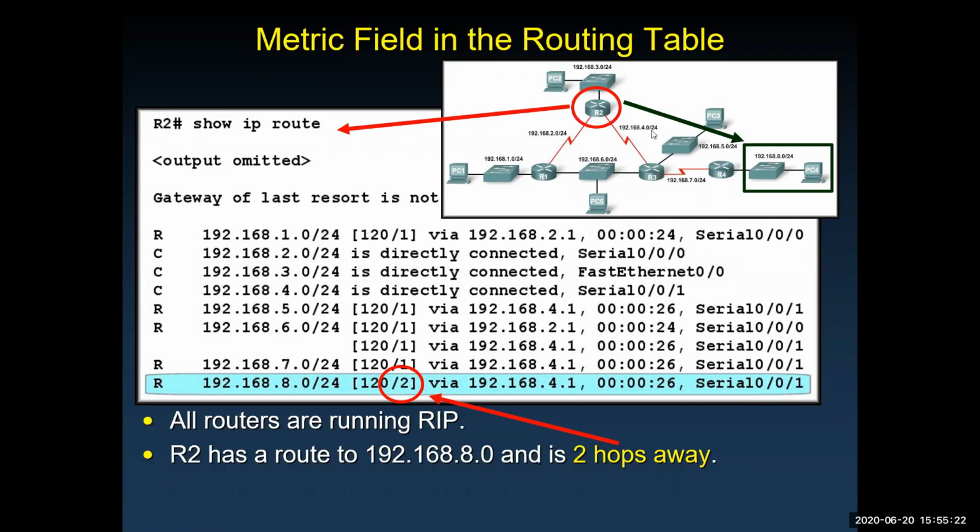So, how do you verify? Show IP route. Tandaan niyo yung command na yan. It's very important. Later on, you're gonna be having a problem. How to display uli yung route? Show IP route. Okay? So, all routers are running RIP kasi may R. R2 has a route to 8.0. Router 2. Ilang hops? 1, 2. 2 hops away. Malinaw ba? When you say hop, the number of routers. Malinaw ba?